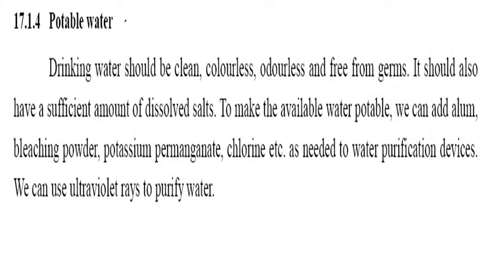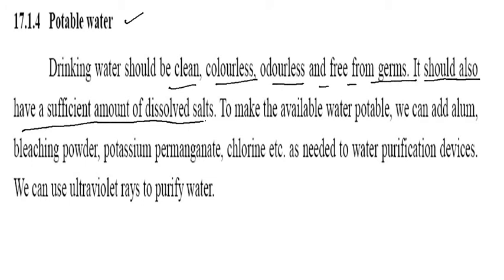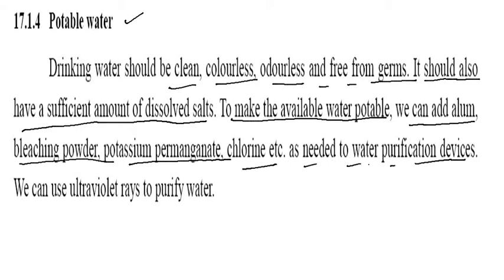So potable water, what is potable? Which is used for drinking. So drinking water should be clean, colorless, odorless and free from germs. It should also have a sufficient amount of dissolved salts to make the water potable. We can add alum, bleaching powder, potassium permanganate and chlorine etc. as needed for water purification. We can also use ultraviolet rays to purify water.